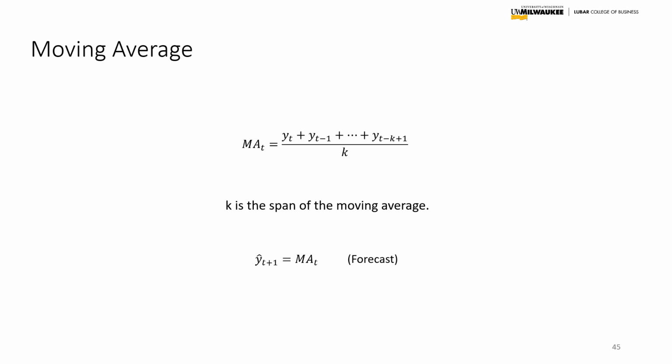The moving average is simply, at time t, the average of the k most recent observations, k being the span of the moving average. You can use these moving averages by themselves to show the movements of the time series in a clear picture, as I'll show you in a second. You can also use these moving averages as forecasts. Here I have the forecast for t plus 1 as the moving average value computed at time t.